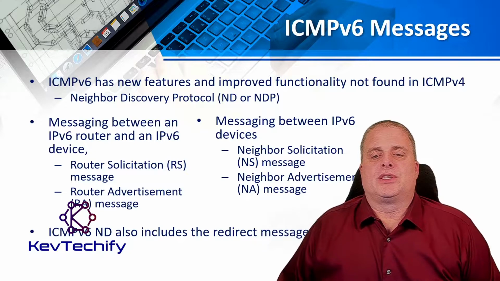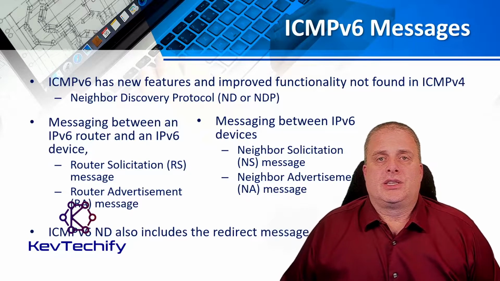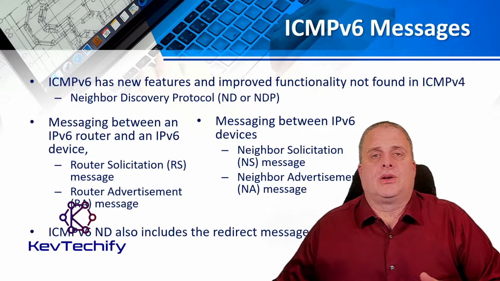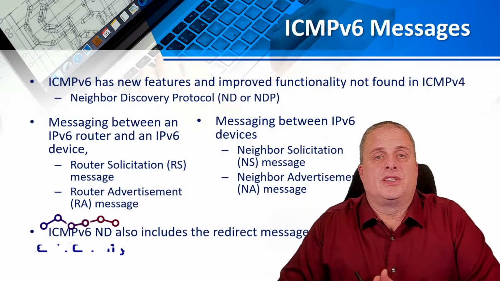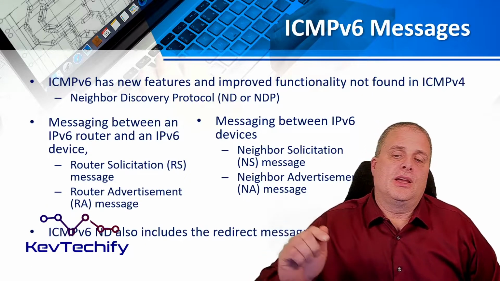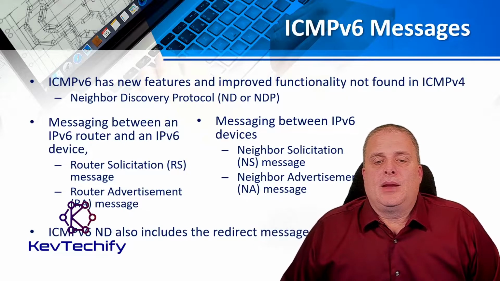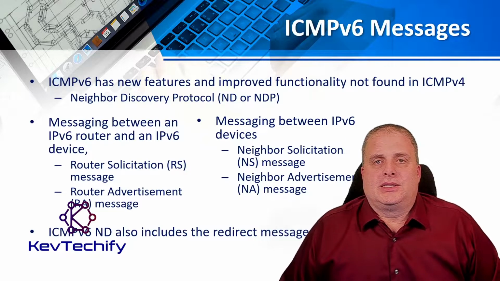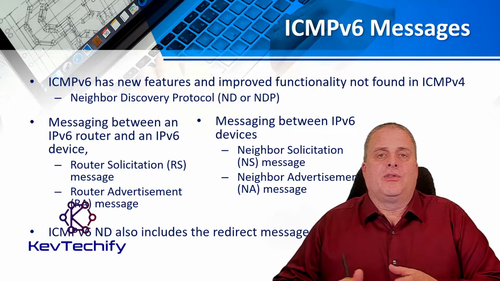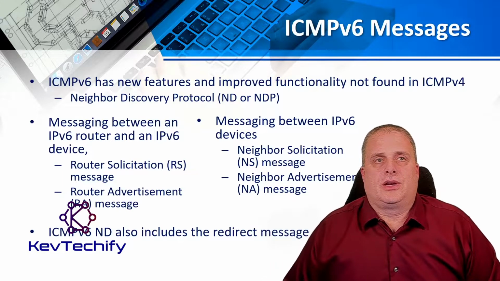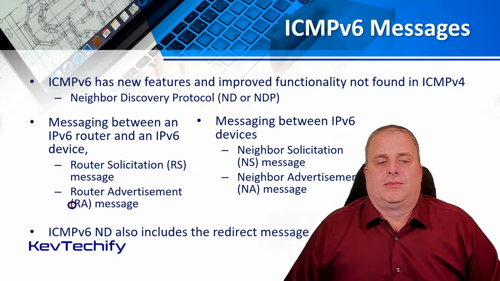First one is a neighbor solicitation message saying, okay, is there any neighbors out there? Is there a neighbor out there with a specific IP version 6 address? The other one is a neighbor advertisement. That neighbor advertisement is basically saying, hey, I'm looking for a neighbor with this IP version 6 address. Is there anybody out there?